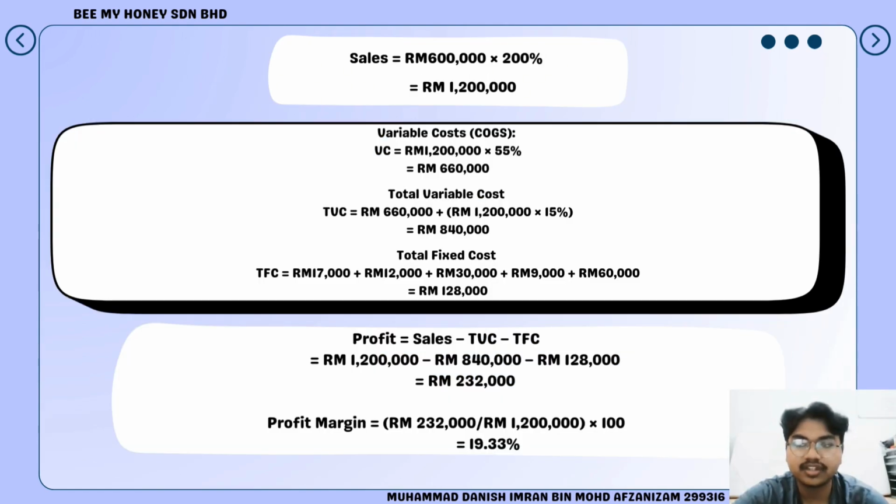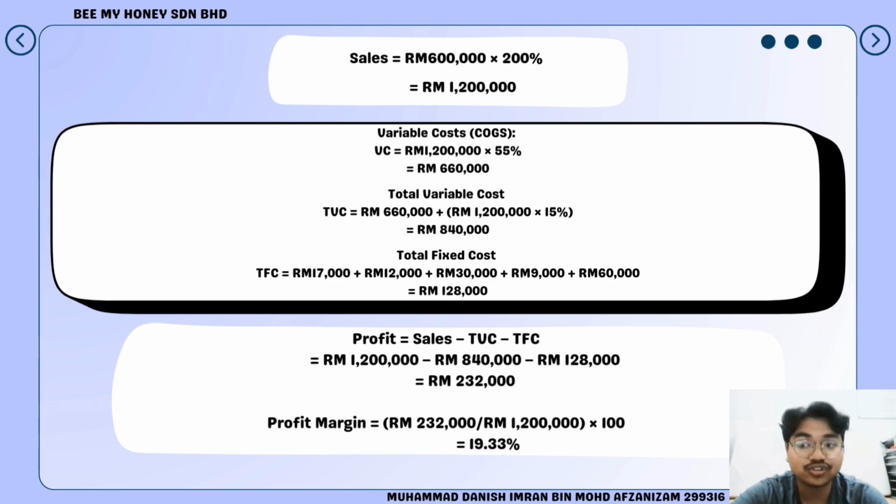So today I will start with the calculation. Today I present a quick analysis of our profit margin and explain why we are currently falling short of our target. Let's dive in. We start with the sale using 600,000 ringgit as the base and multiplying it by 200%. We achieve the total sale of 1,200,000 ringgit. This is the foundation of our analysis.